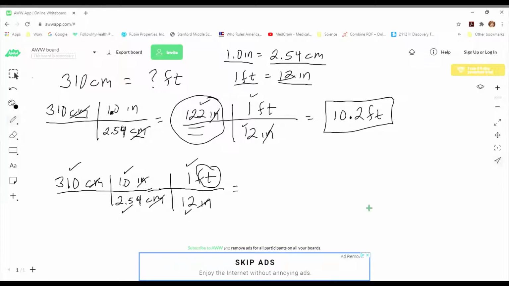And let's see, if I take 310 multiplied by 1 twice, that gives me 310. Then I divide by 2.54, then I divide again by 12, I get, guess what, 10.2. So I get the same answer, because really it's the same math. We just did it in one step as opposed to 2 steps. 10.2 feet. And there you go. There's your answer. All right, so both of these are equivalent.